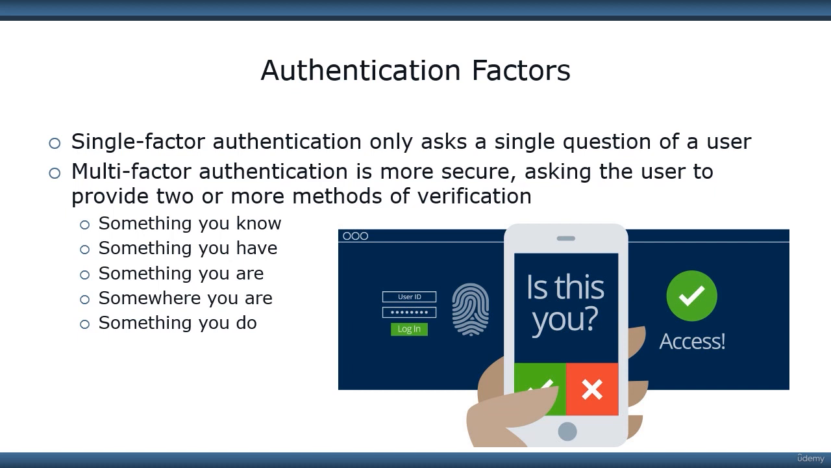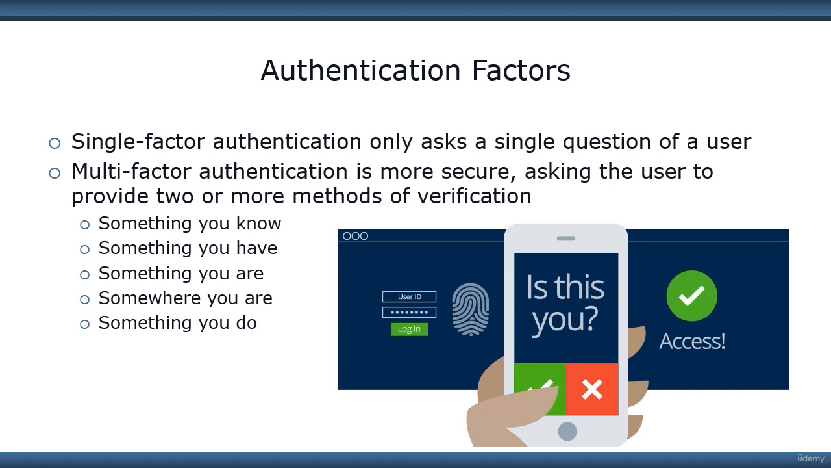Multi-factor authentication is more secure. Multi-factor can ask the user to provide two or more methods of verification. These factors fit into these different categories. Something you know, username, password. Something you have, an app on a phone, like that, "Is this you?" and you're approving it, a smart card, a fob, a hardware token of some sort that validates who you are. You have to type in a special code.